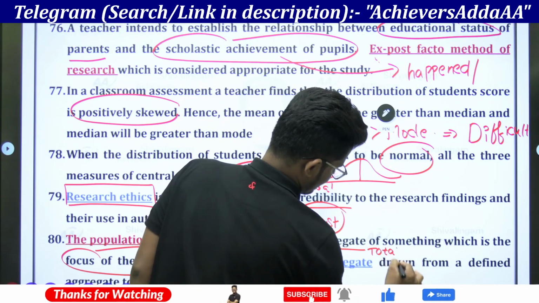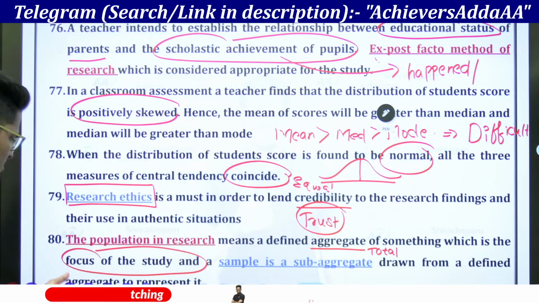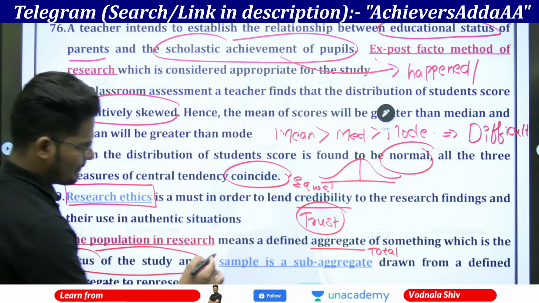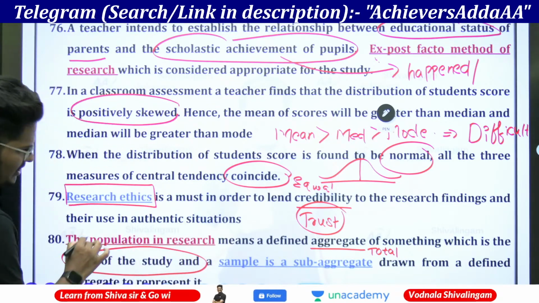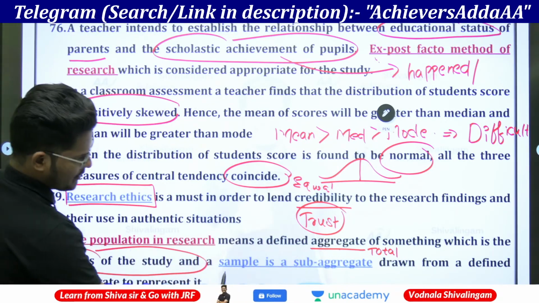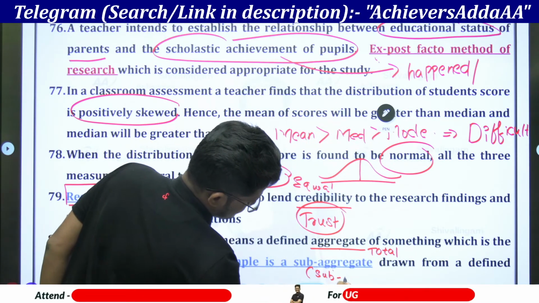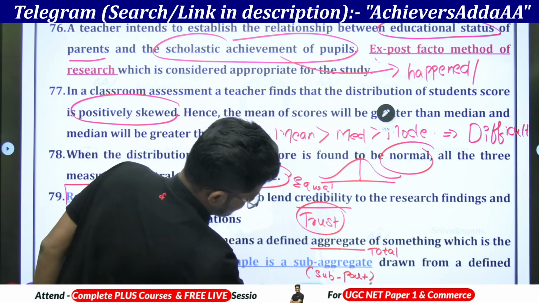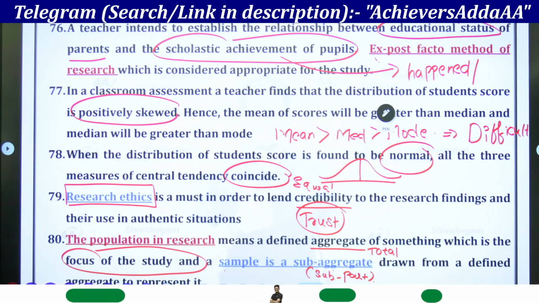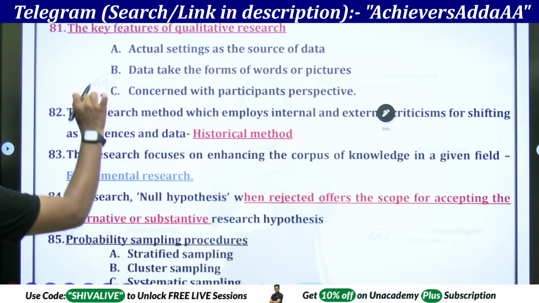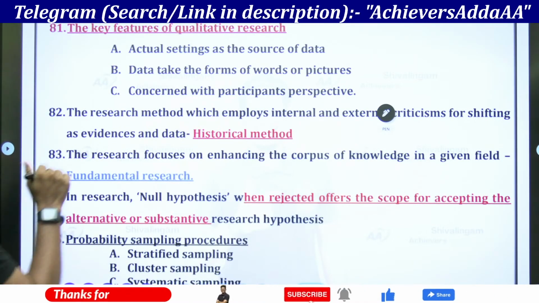Aggregate means a total of something which is the focus of the study, and a sample is a subaggregate. Population is an aggregate, sample is a subaggregate, meaning a subcomponent or sub part of it. Out of the total, one portion comes under here, right?